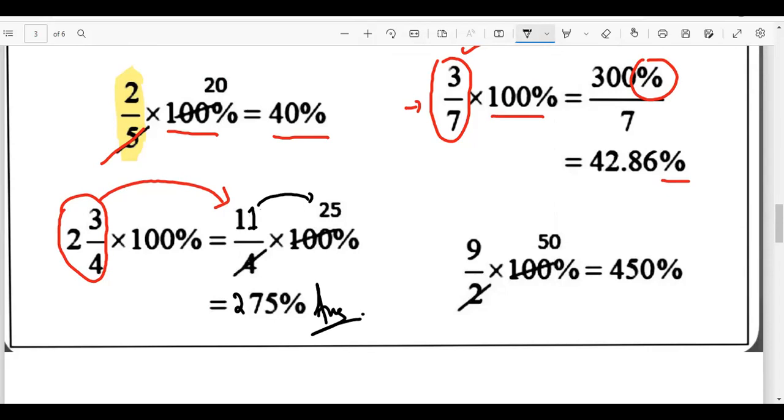Okay. All right. And then we have 9 by 2. Again, we are discussing how to convert any fraction to percentages. So for that, I need to multiply the fraction with 100% and I am going to cancel out the 2 and 100. It would give me 50 and 9 multiplied by 50% would be 450%. Okay. So this is how we convert a fraction to a percentage.